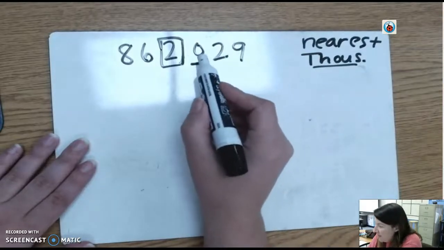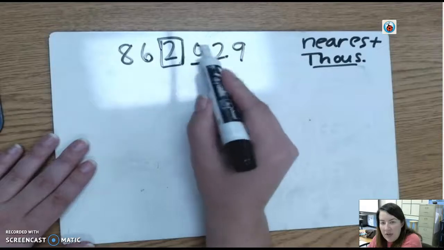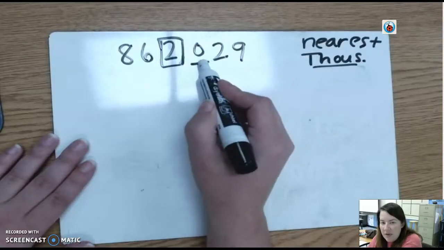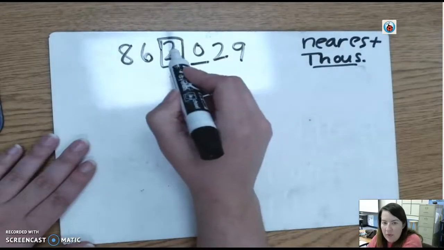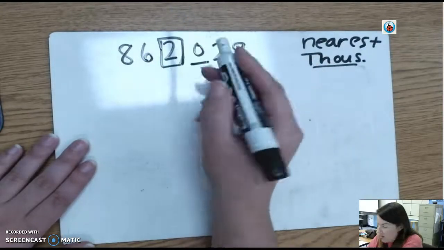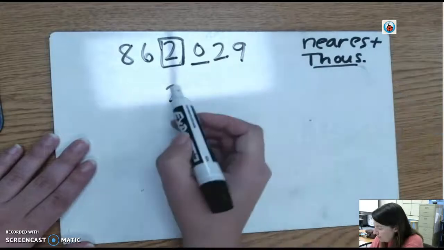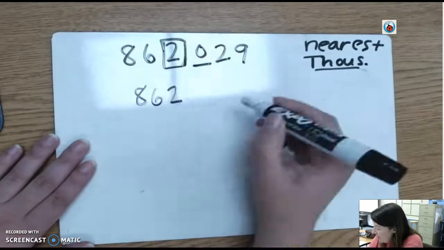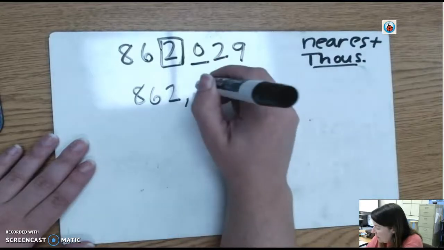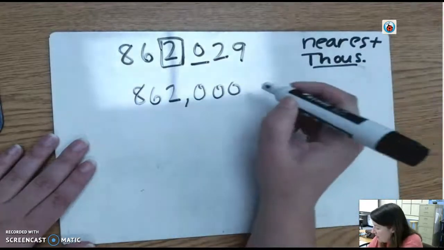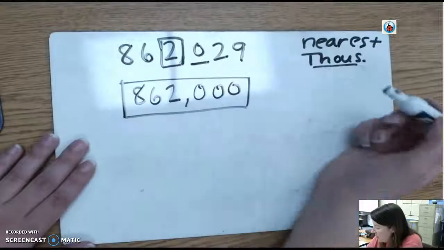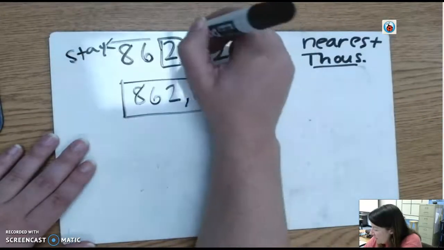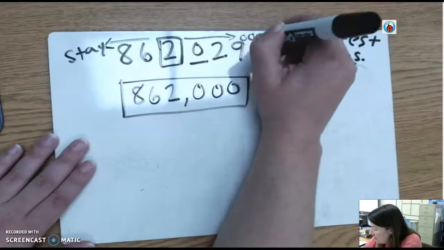So if it's 5, 6, 7, 8, or 9, the elevator goes up. If it's 4, 3, 2, 1, or 0, the elevator stays the same. So I've got a 0. Is the elevator going to move up a floor or stay where it is? Since it's a 0, it will just stay where it is. All the numbers to the left of the elevator stay the same. And all the numbers to the right of the elevator turn to zeros. So this is your rounded number. So to the left, they stay the same. To the right, they turn into zeros.